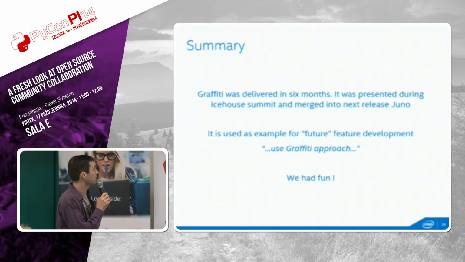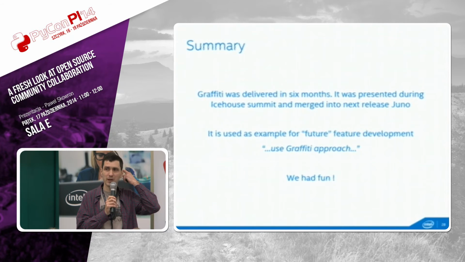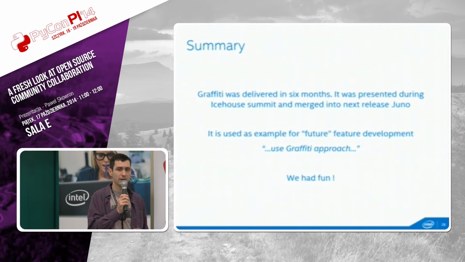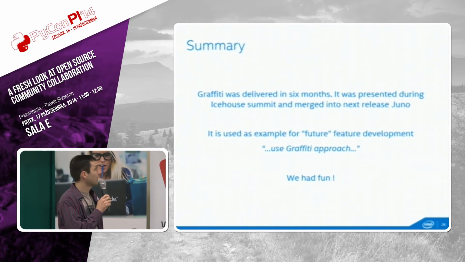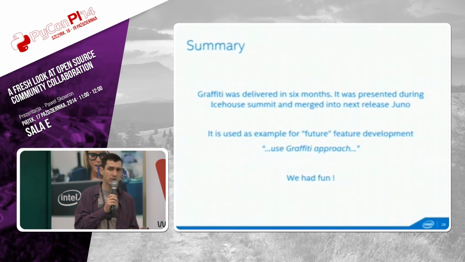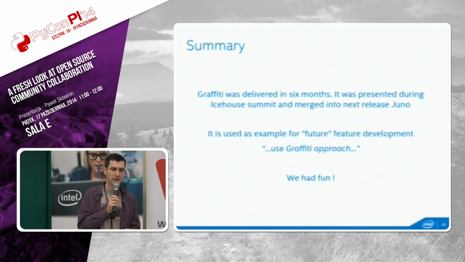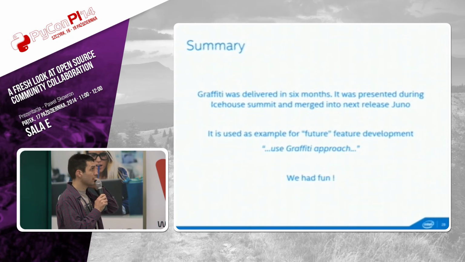Okay, so let me just summarize and conclude. Graffiti, the feature, was delivered in 6 months and was seen as a great success within the company. We presented the concept during the Ice House summit, and then at the next summit 6 months later, the feature was merged. It was seen as a really quick feature development phase, and it's even now used as an example for future development. And what's important, we had fun.